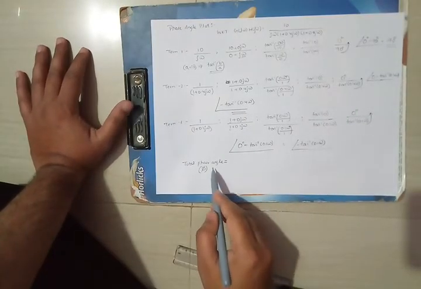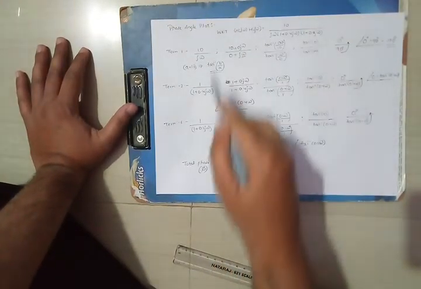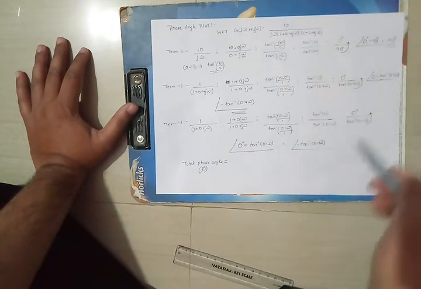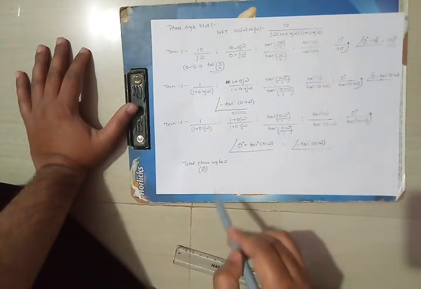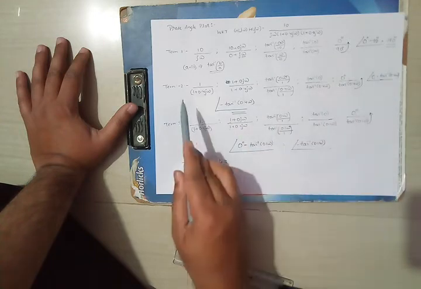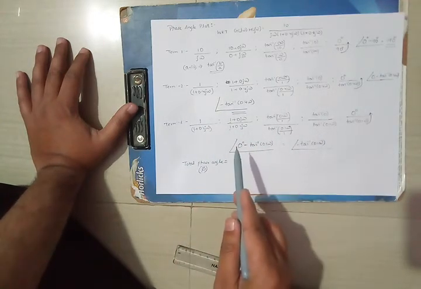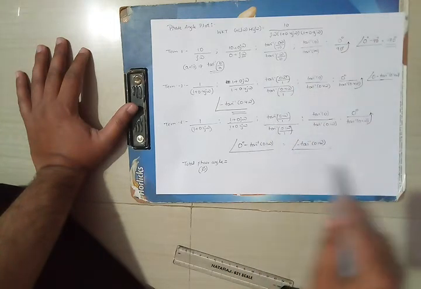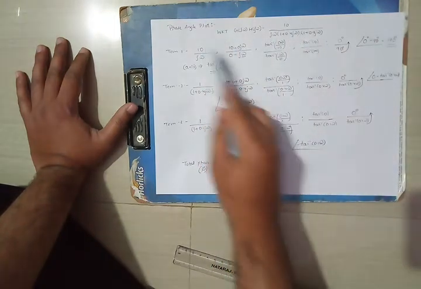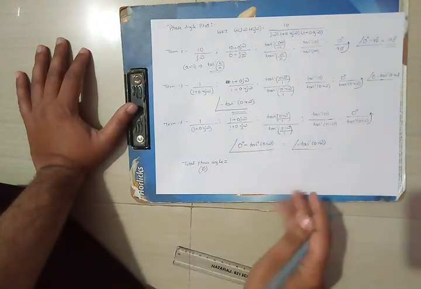So the total phase angle with respect to the complete term will be equal to the summation of the individual phase angle terms which we have got. For the first term we have got one phase angle, for the second term we have got a certain phase angle, similarly for the third term we have got a certain phase angle. So the summation of all these phase angles will give us the total phase angle of the given expression.